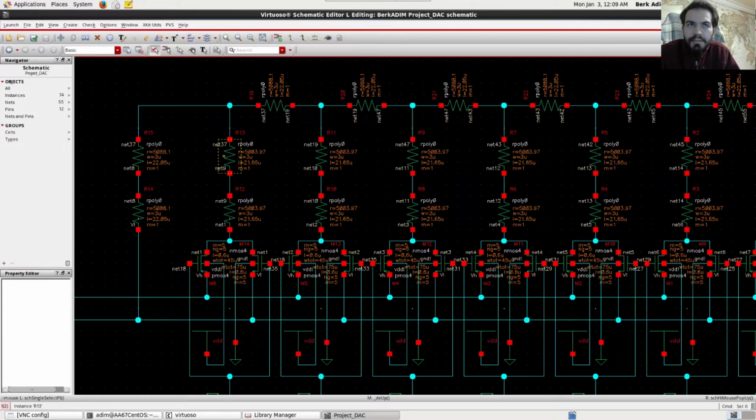We are not using an absurdly large value here. 5 kilohertz is a reasonable value, and we are actually able to make it in reasonable lengths in this process. You can see the length of one resistor is on average 21, 22 micrometers, so it is quite reasonable.